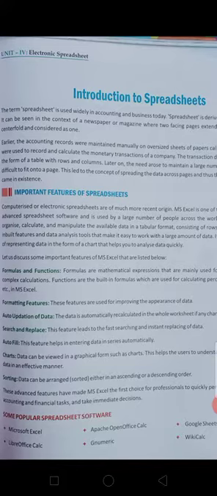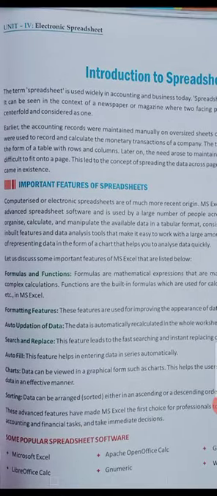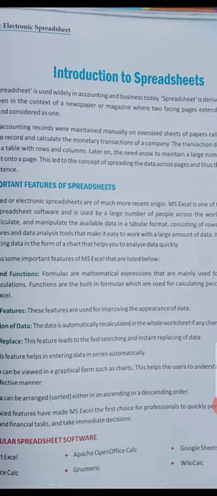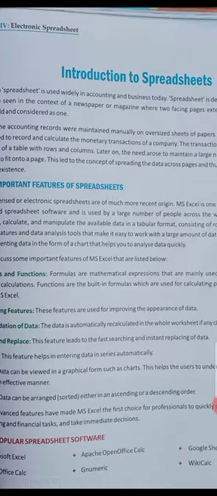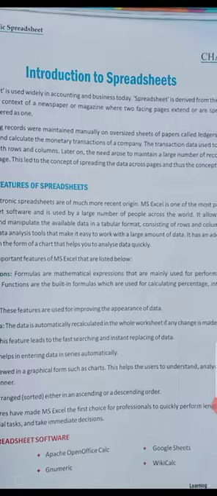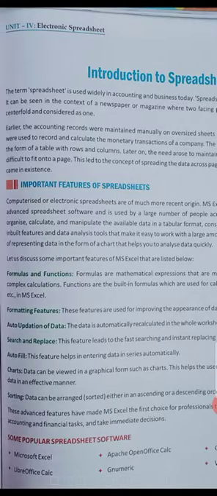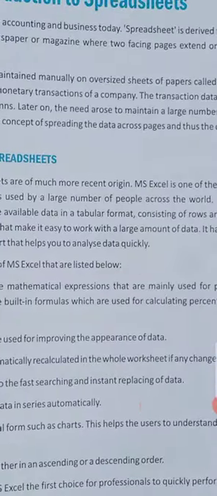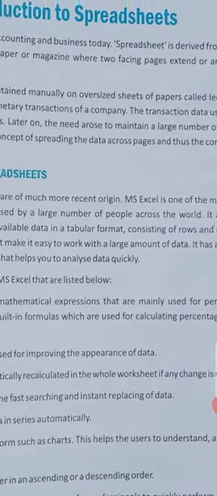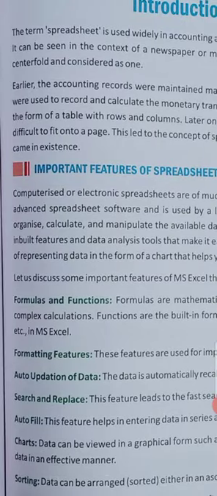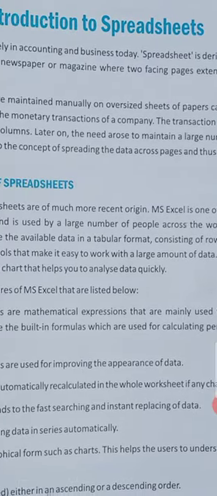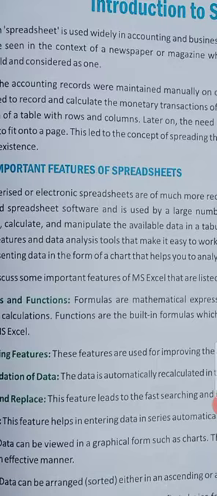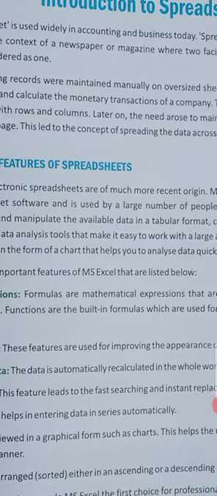Important feature of spreadsheet: computerized or electronic spreadsheets are of much more recent origin. MS Excel is one of the most advanced spreadsheet software. It is used by a large number of people across the world. It is used to organize, calculate and manipulate the available data in tabular format consisting of rows and columns. It provides inbuilt features and data analysis tools that make it easy to work with a large amount of data. It has the additional feature of representing data in the form of a chart. They help us to analyze data quickly.